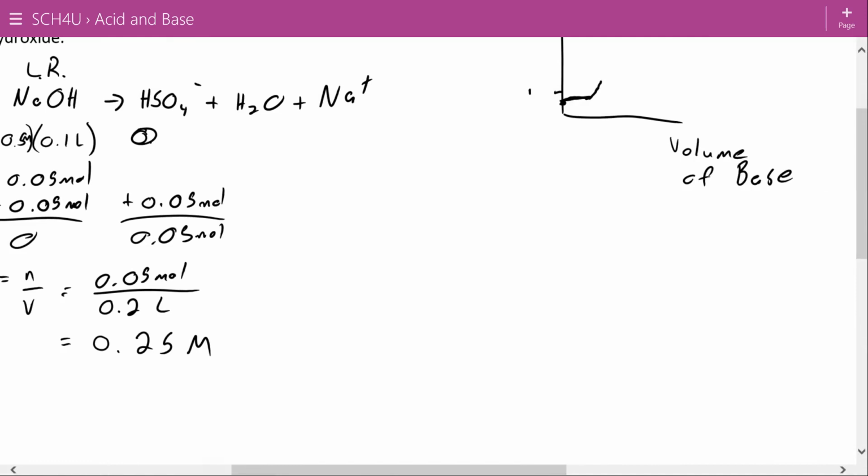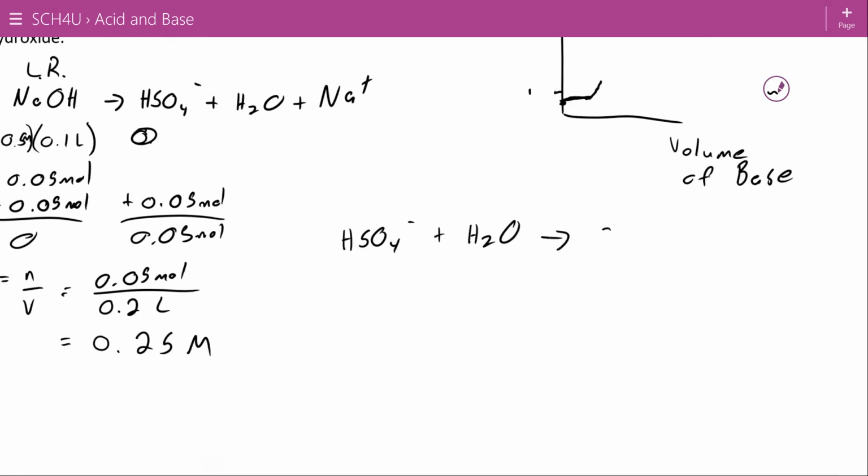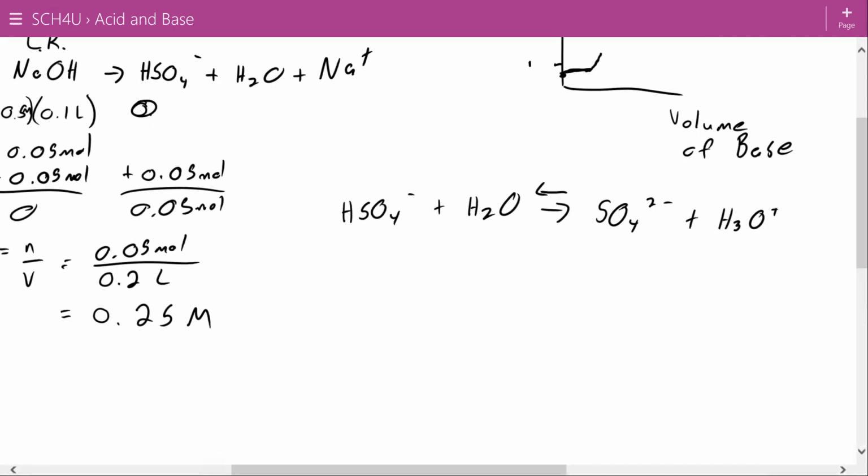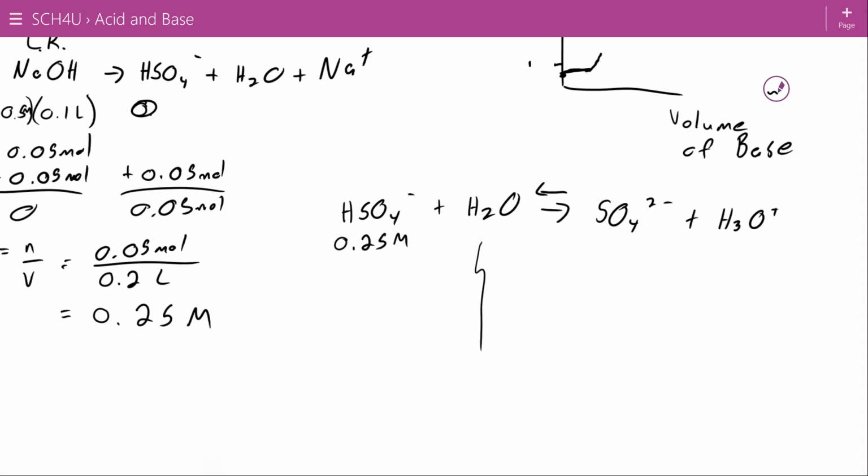With that in hand, I can do my second acid-base reaction, HSO4- plus H2O goes to SO4 2- plus H3O+. This reaction is a weak acid reaction, and so it occurs in equilibrium. I start with an initial concentration of 0.25 molar. I don't care about my population of water because it's liquid, so it doesn't affect the equilibrium. And I'm going to assume I haven't made any of this yet, and I'm ignoring my native population of H3O+. The equilibrium will shift towards the side that has zeros.